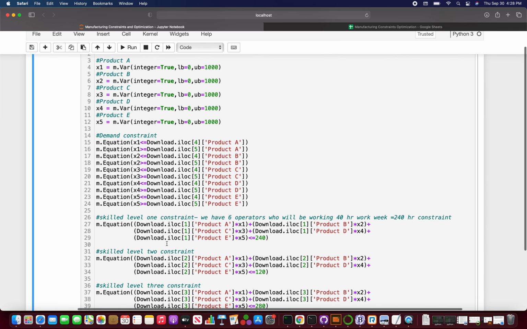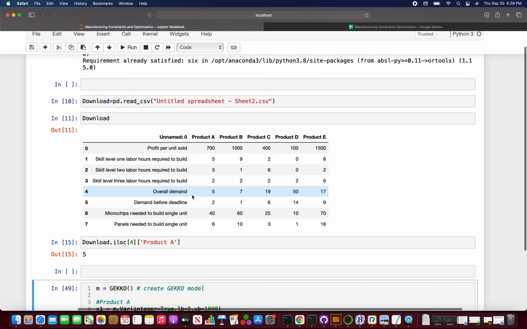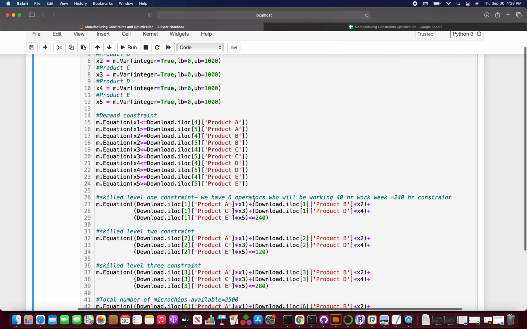The next constraint that we're going to look at is the labor constraints. So for skill level 1, we have a constraint of 240 labor hours. We get this because in this scenario, there are 6 operators who will be working 40 hours a week. And so essentially, we're going to look at the number of products built for product A times this value and continue to do that across the row. And we need to make sure that that value is less than 240.